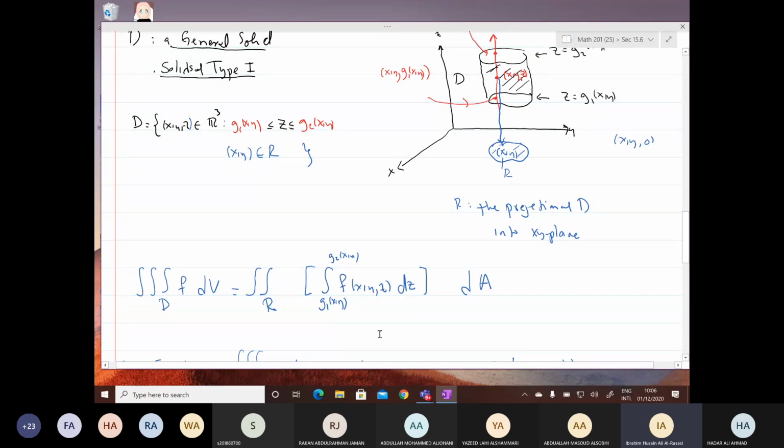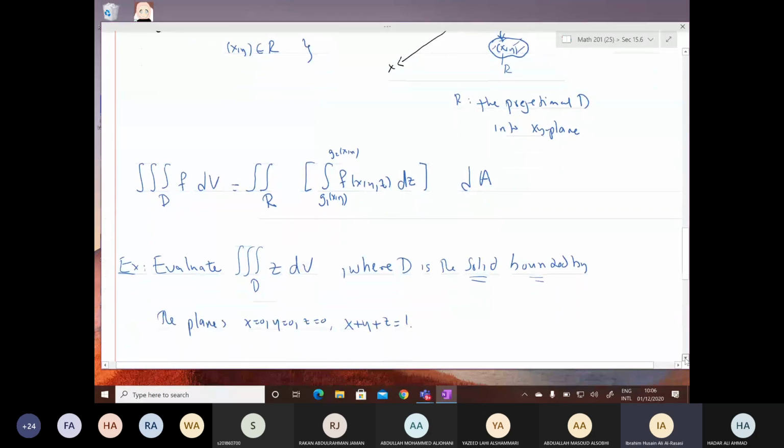Okay. So after you evaluate the inner integral, you end up with a double integral. As I said before, in every problem in triple integrals, you will use double integrals. Double integrals are a prerequisite. You have to use double integrals. In fact, in the examples we are also reviewing double integrals. We gave one example about evaluation.